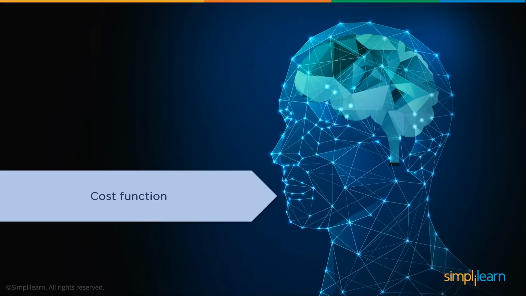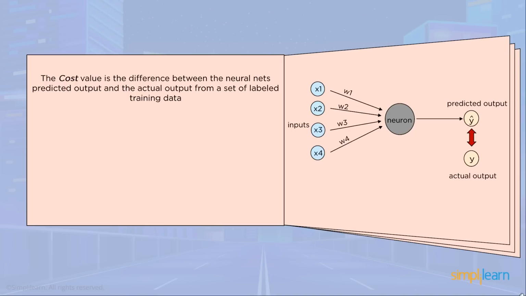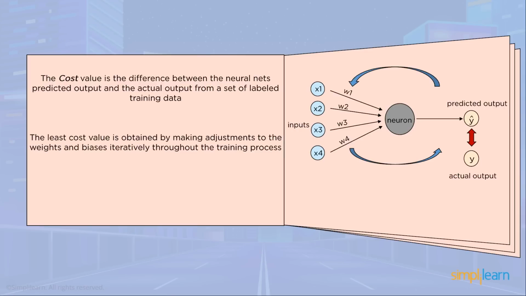We're going to look at the cost function. This is so important in understanding how the current neural networks that we're working with are able to learn things. So we end up with a cost value. The cost value is the difference between the neural net's predicted output and the actual output from a set of labeled training data. The least cost value is obtained by making adjustments to the weights and biases iteratively throughout the training process.